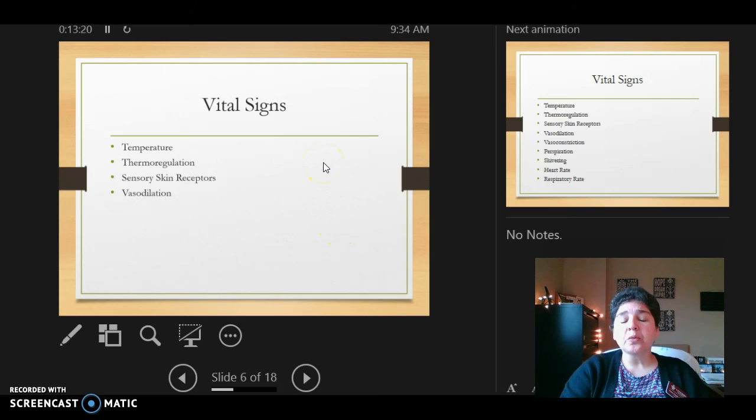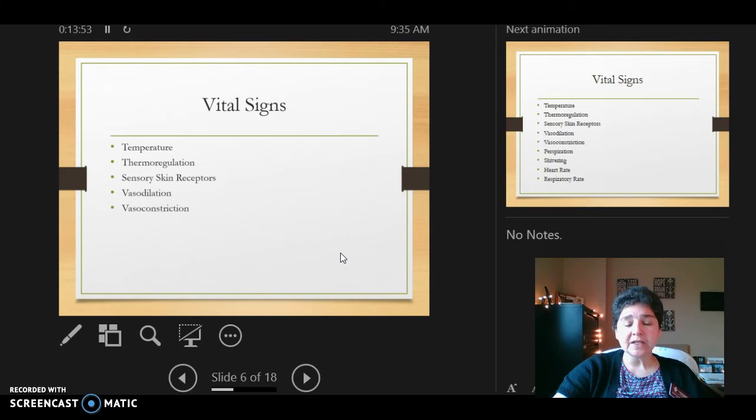Vasodilation, now you might want to remember these terms. Vasodilation is when we have dilation of peripheral blood vessels. Peripheral meaning everything away from the core of the body, so everything away from the trunk. So we're talking about vessels in your arms and your legs. Vasoconstriction is just the opposite, where we have constriction or narrowing of those peripheral blood vessels.